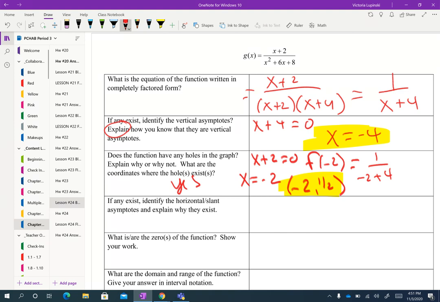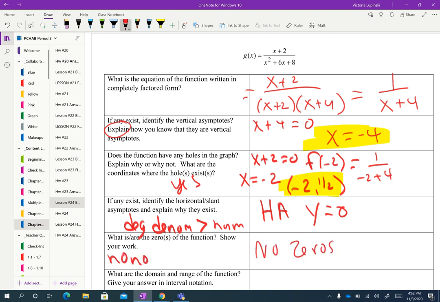When it comes to any horizontal or slant asymptotes, notice that the degree of the denominator is greater than the degree of the numerator. And hopefully you remember that that means there is a horizontal asymptote at 0. To find the zeros, you're going to set any non-canceling factors equal to 0. Since there aren't any non-canceling factors, there are no zeros.